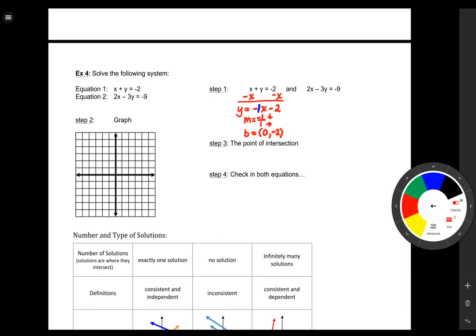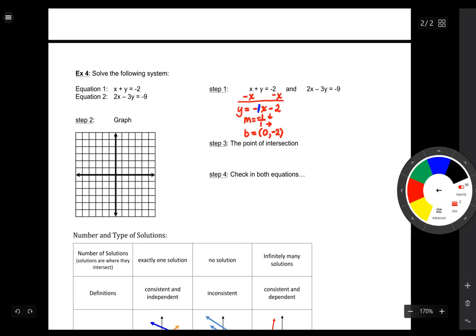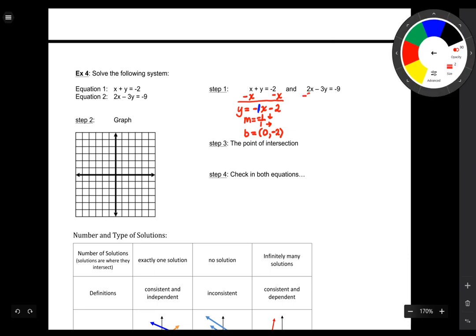So for the second equation, we want to subtract 2x on both sides. So we have negative 3y equals negative 2x minus 9. Divide everything by negative 3. Not just two of the things, but everything. Y equals a negative divided by negative. You don't leave the two negatives. It's positive. Same with this one. And there is your equation in slope-intercept form.